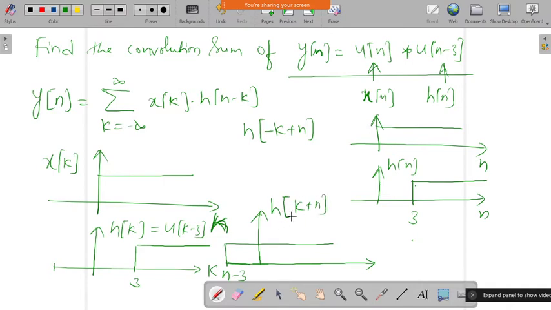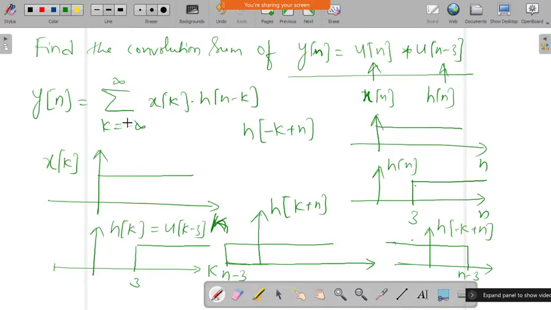Still I need reflection. If I do the reflection on this vertical axis, we are going to get h of minus k plus n, which is the required one, that is h of n minus k. If I do it like that, this will become n minus 3, a reflected version. So, got it? How to get the h of n minus k? This is very important. Once you get this one, then it will be very easy.